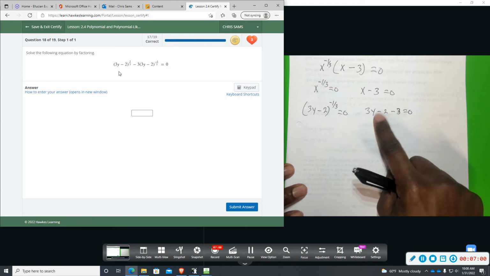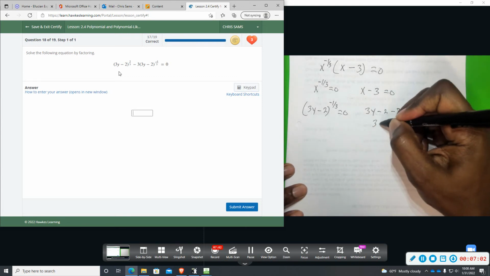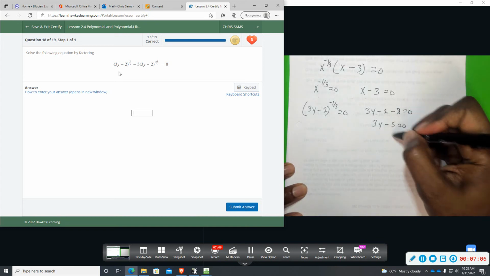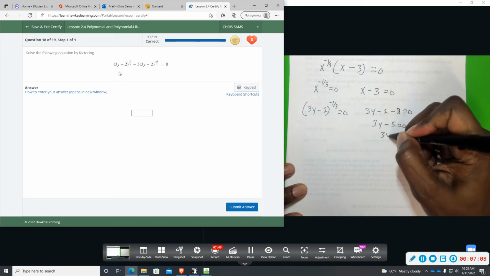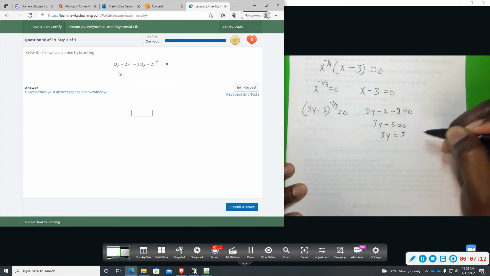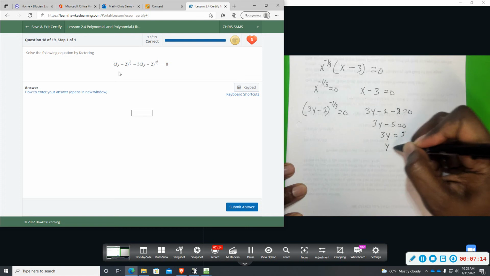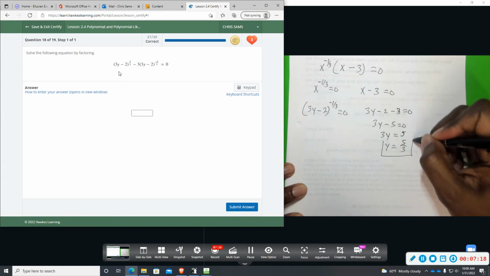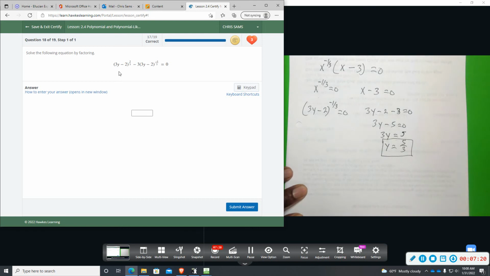Negative 2 minus 3 is going to give us a negative 5. So we'll do that side first. 3y minus 5 equals 0. We're going to add 5. It's going to give us 3y equals 5. And then divide by 3, so you get y equals 5/3. That is our solution there.